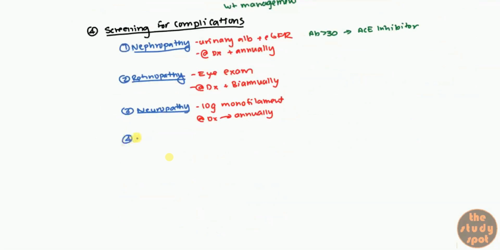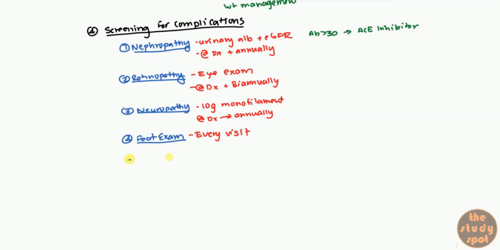Foot exam is very important because, of course, diabetes mellitus is the most common cause of amputations. So you want to check their feet every visit. You're looking for things like fissures, ulcer development, and all those on every visit.